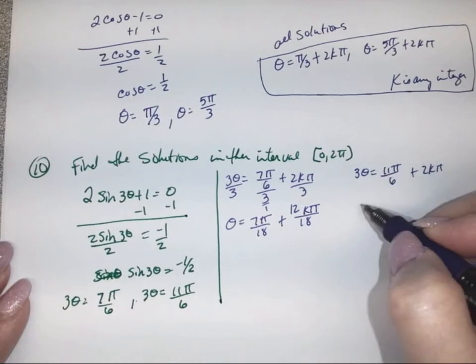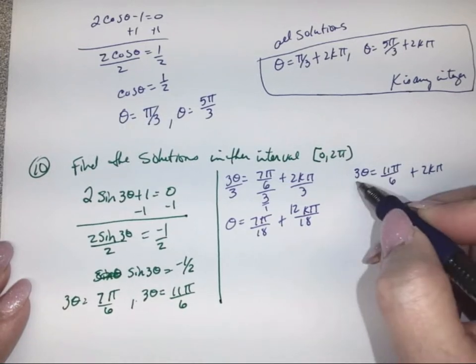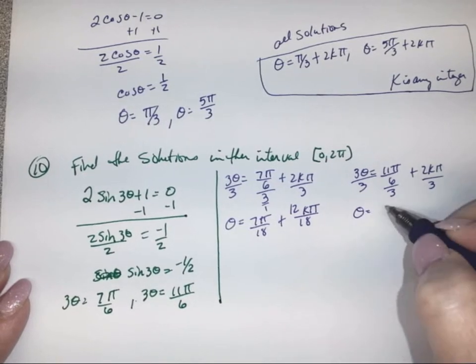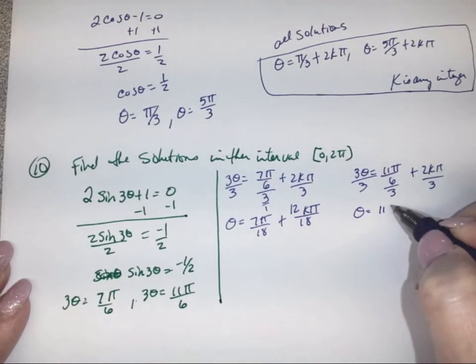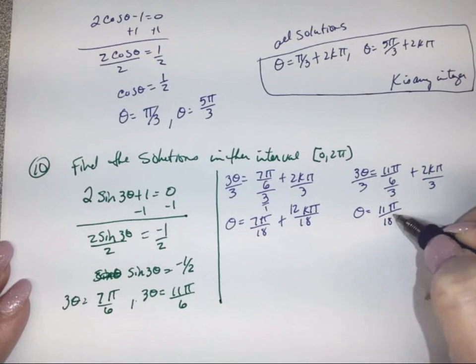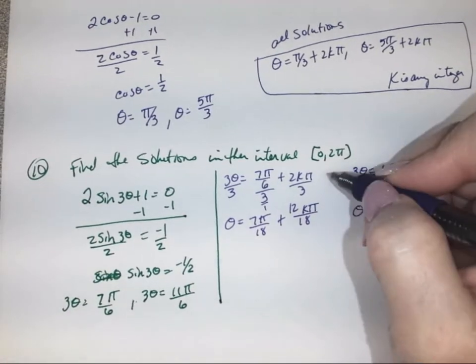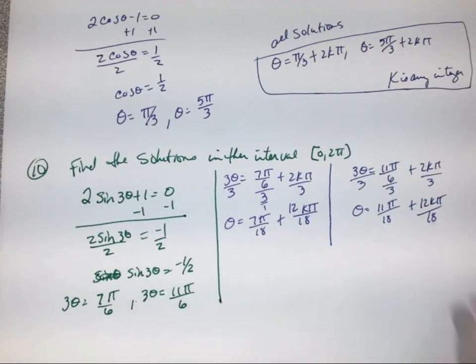Over here we have the same issue. We're going to have to divide by 3, and theta will be equal to 11 pi over 18 from the same principle as this one. We multiply by 1/3, and we'll have the same 12k pi over 18. All right, so those are the two solutions.